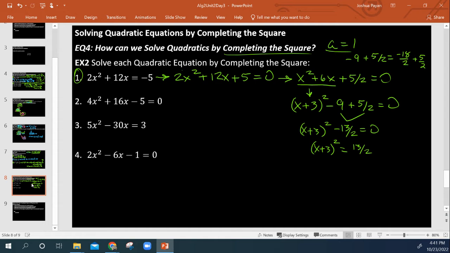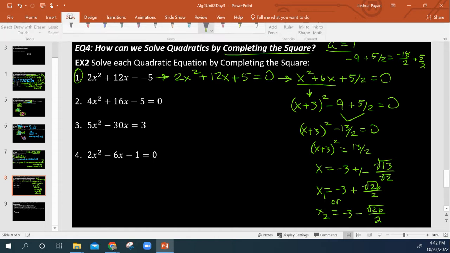And we already know what to do from here. Just take the square root and subtract 3. So x is going to be equal to negative 3 plus or minus the square root of 13 over the square root of 2. That's an irrational denominator, which is bad. So I'm going to multiply by the square root of 2 top and bottom. And we really have that x1, we'll say, is equal to negative 3 plus the square root of 26 all over 2, or x2 is equal to negative 3 minus the square root of 26, all of that over 2. Okay, so pretty straightforward there.